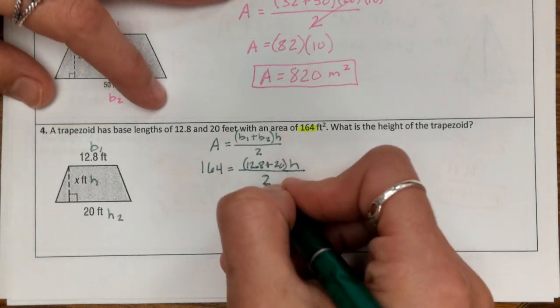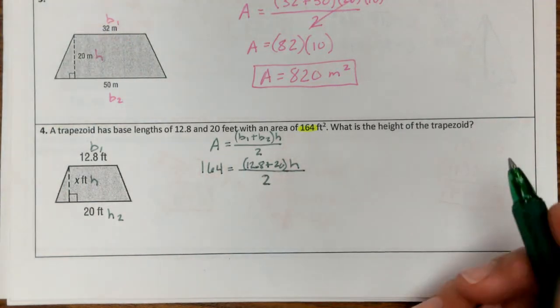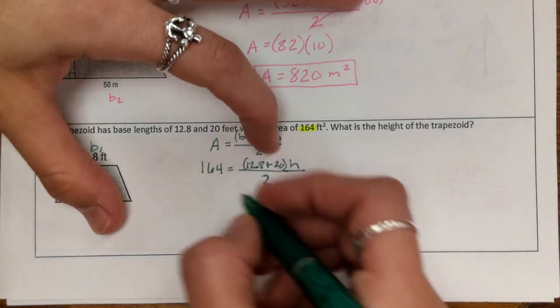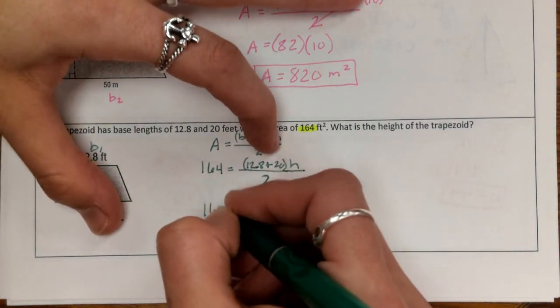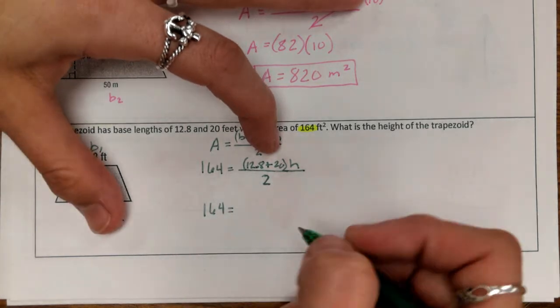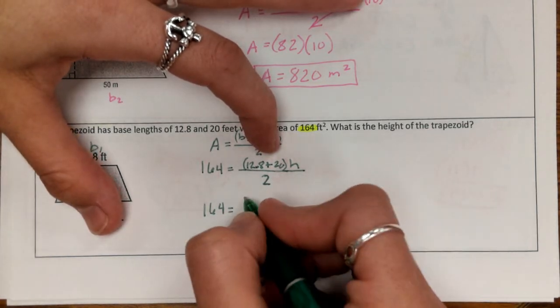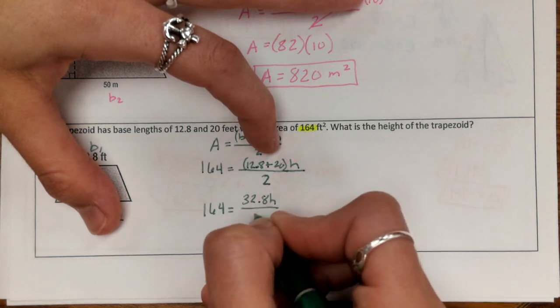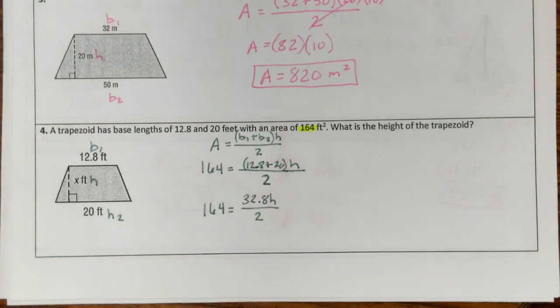All divided by 2. So the first thing I'm going to do is go ahead and do my parentheses, okay? I'm going to add these two together. So I'm going to have 164 is equal to, when you add those, you're going to get 32.8h divided by 2.